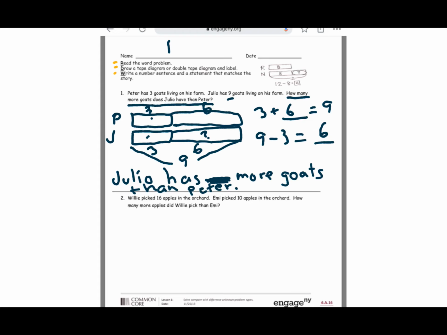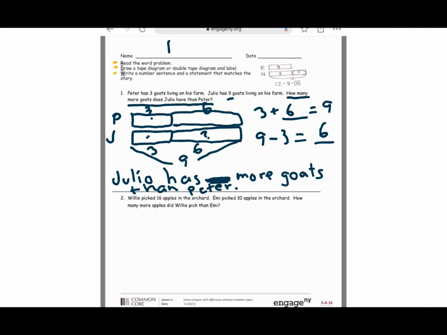You don't have to write both number sentences, boys and girls. You can just write one number sentence if you want. But it has to be an addition number sentence or a subtraction number sentence. Either one is fine, boys and girls. Let's go on to the next story.